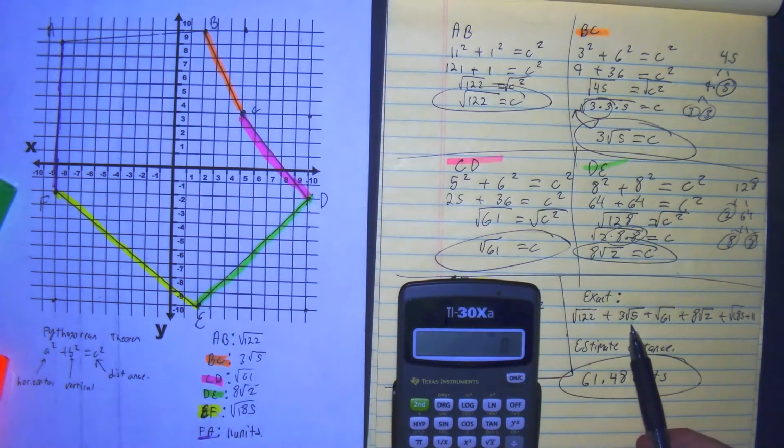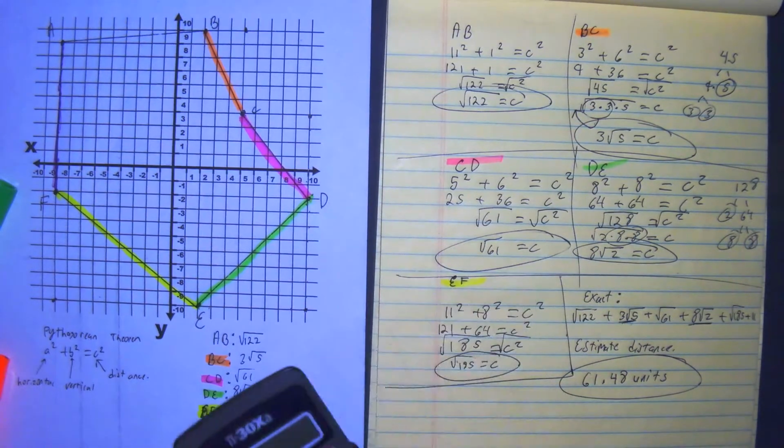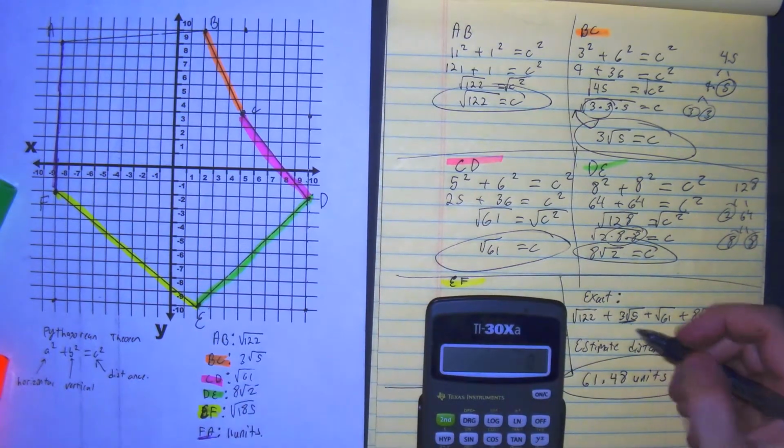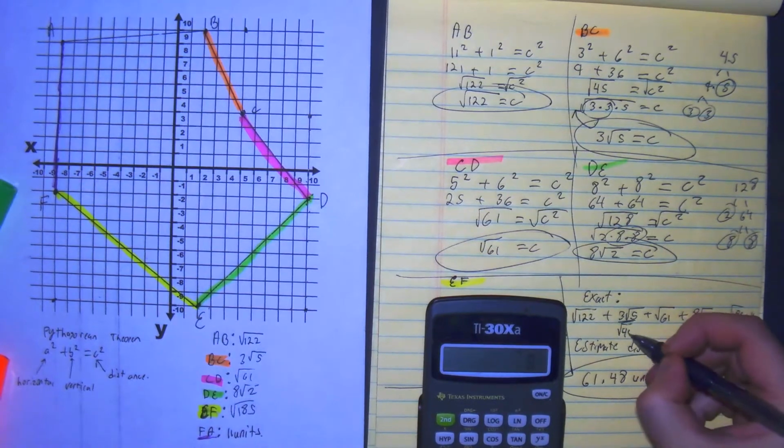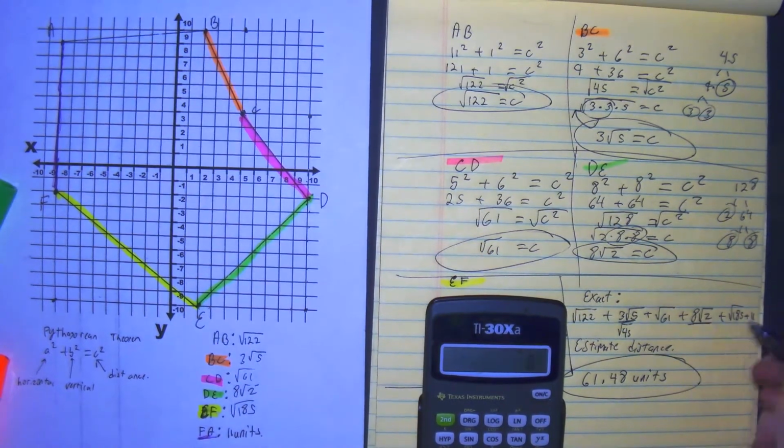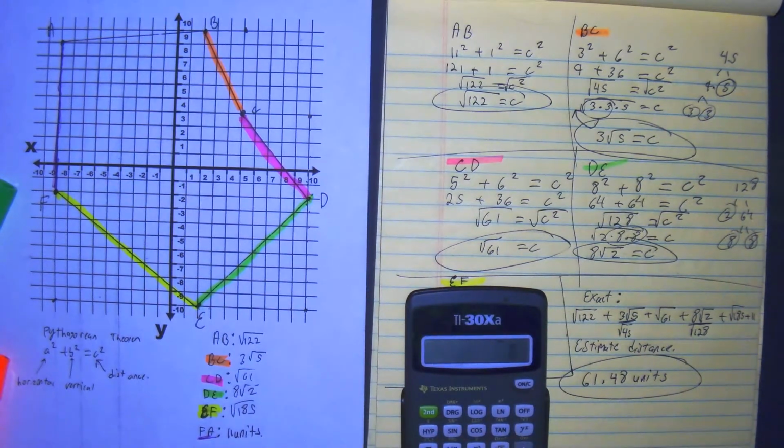Let me just tell you what I did. With these two simplified ones, I changed them back to the original form to make it easier on ourselves. So 3 square root 5 is just square root 45, and here is square root 128. Let's try this one more time, just to make sure our answer is correct.